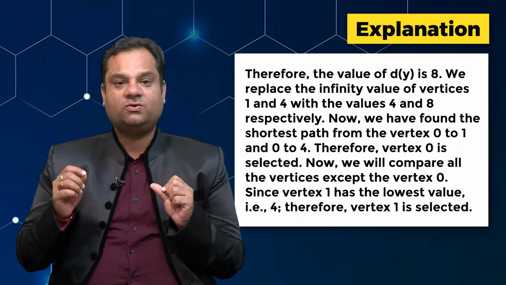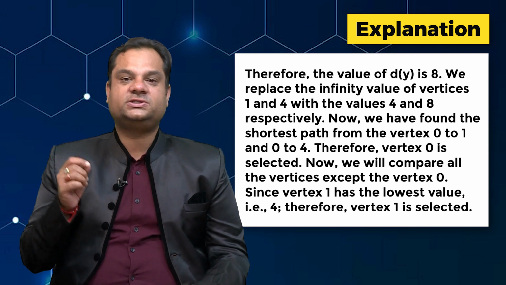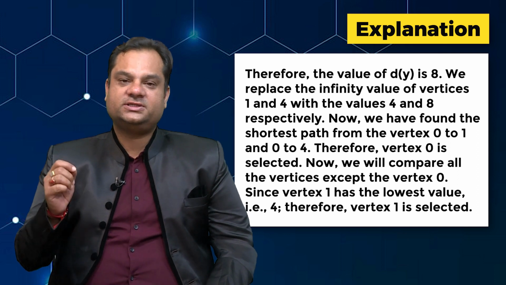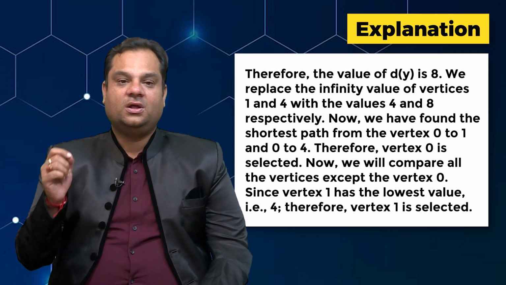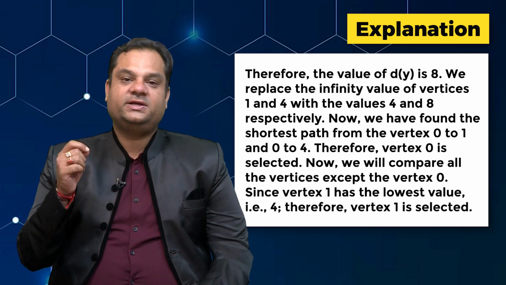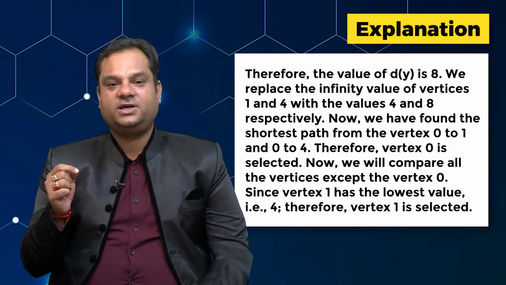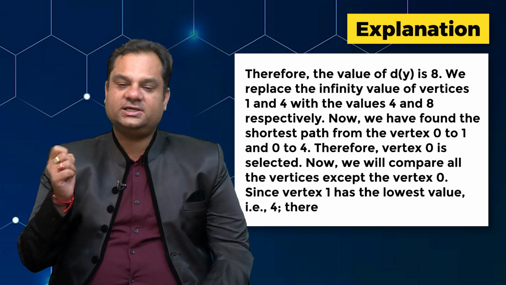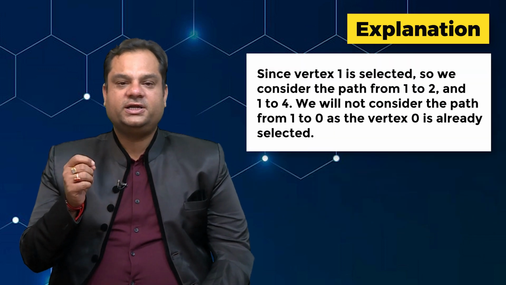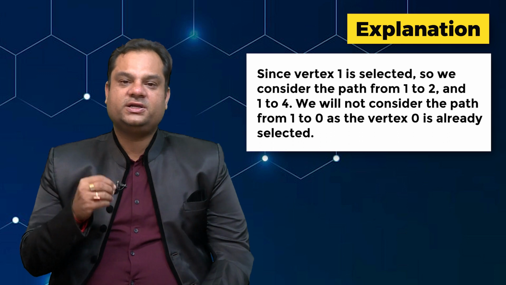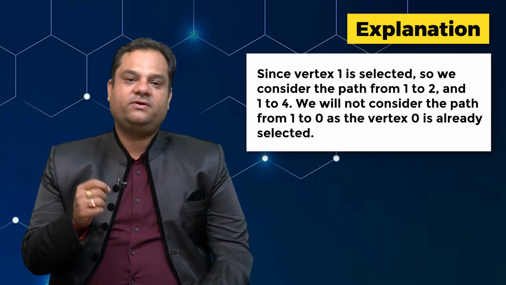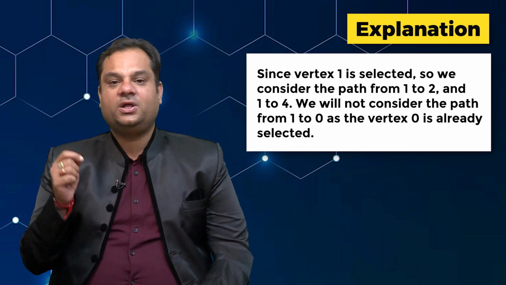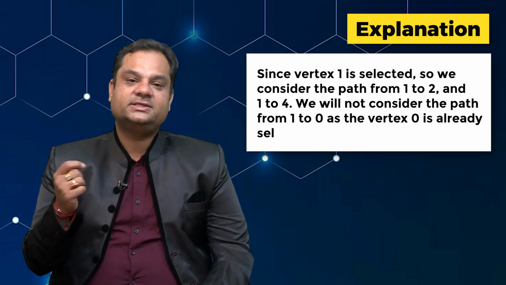Now we have found the shortest path from vertex 0 to 1 and 0 to 4. Therefore, vertex 0 is selected. Now we compare all the vertices except vertex 0. Since vertex 1 has the lowest value, 4, vertex 1 is selected. Since vertex 1 is selected, we consider the paths from 1 to 2 and 1 to 4. We will not consider the path from 1 to 0 as vertex 0 is already selected.